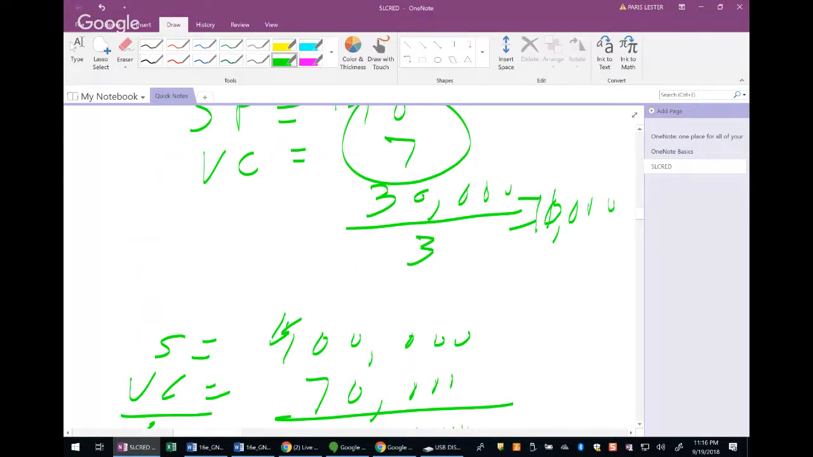Now, what if this was a CD store? And they're open 25 days a month. You got to sell 10,000 CDs. Divide that by 25 days a month. How many CDs do you have to sell a day? 400. You'd have to sell 400 CDs a day to break even.